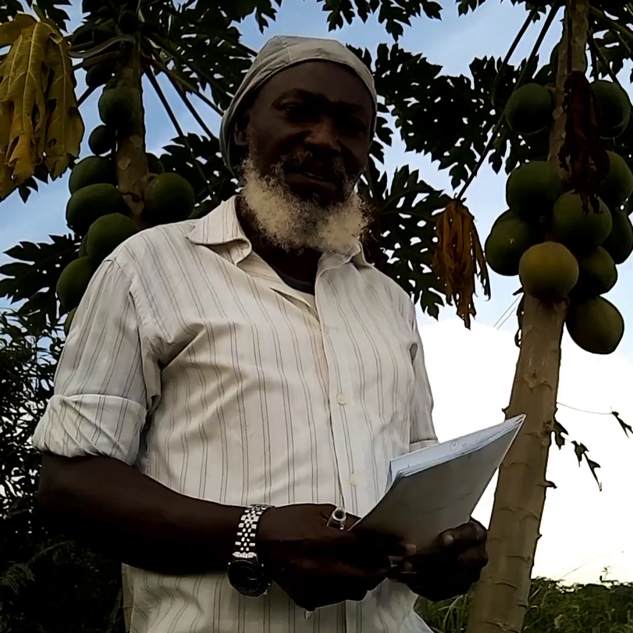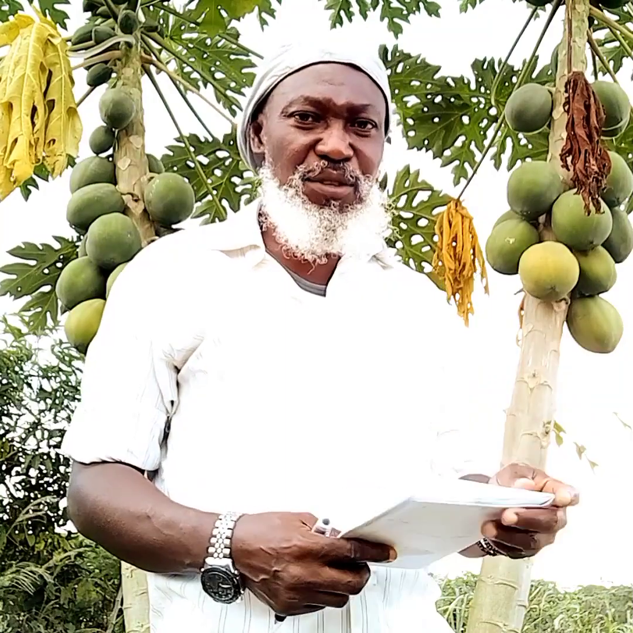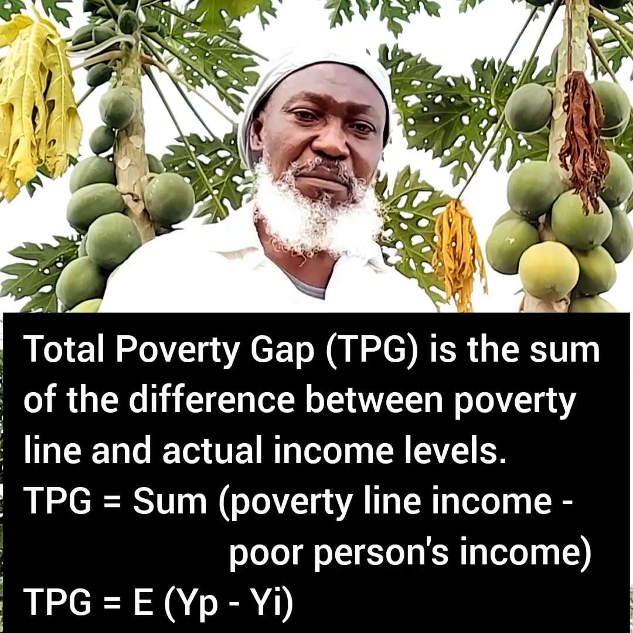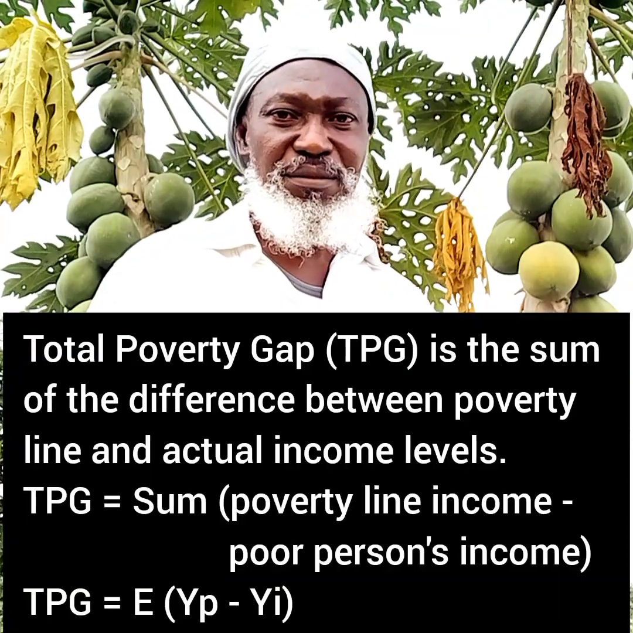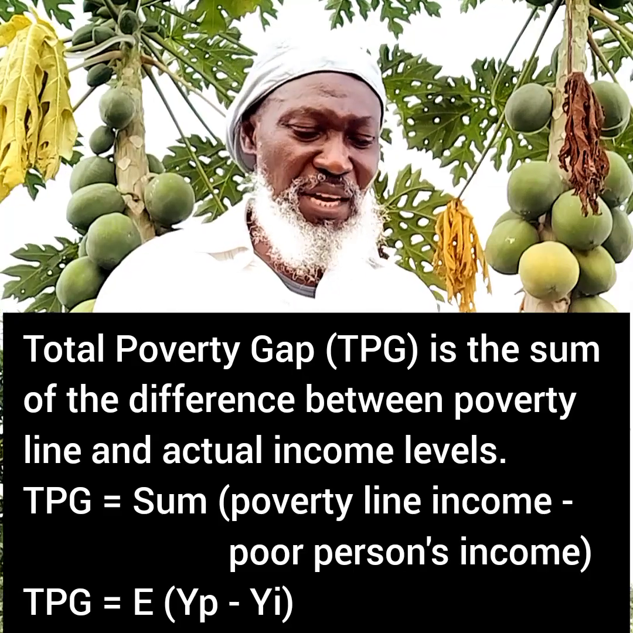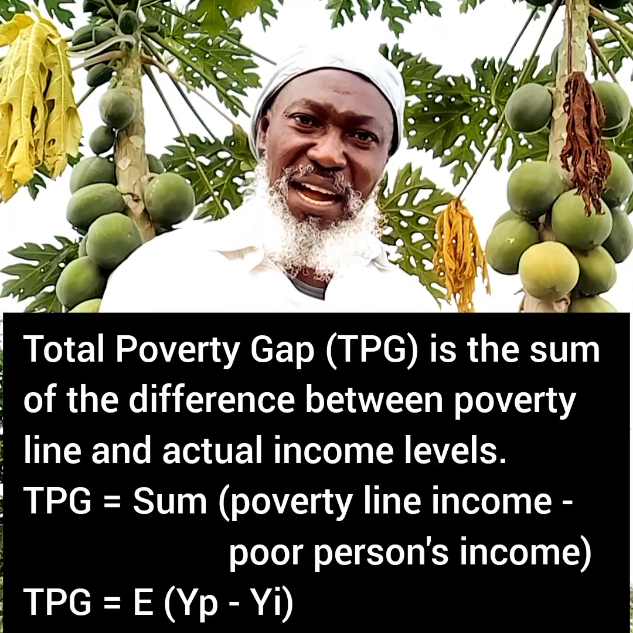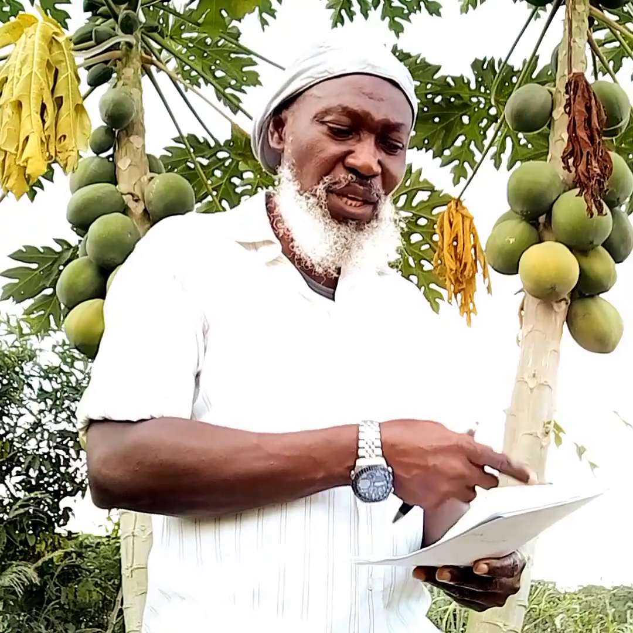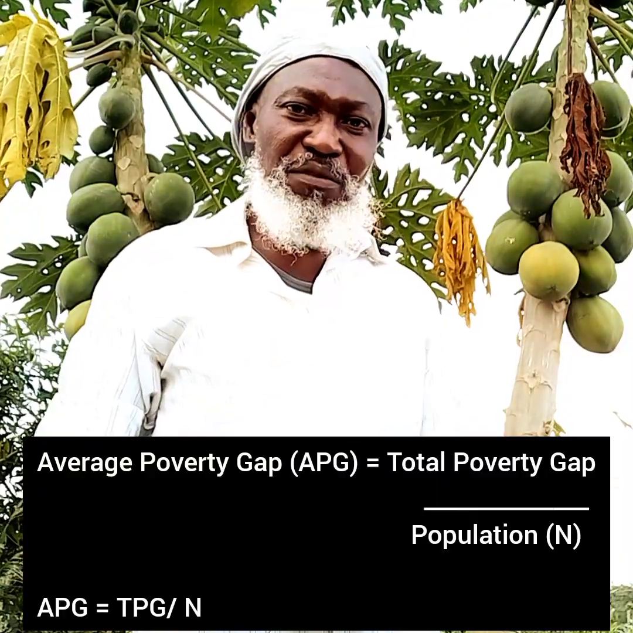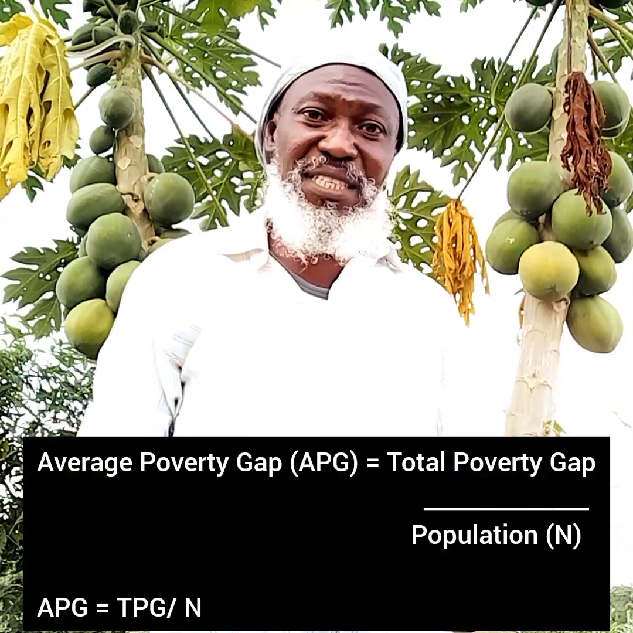If you can do that for every individual in the community, then the total poverty gap is just a summation of all the households in the community. What if it's the average? Then you just take the total poverty gap divided by the population of that community. Then you get the average poverty gap.